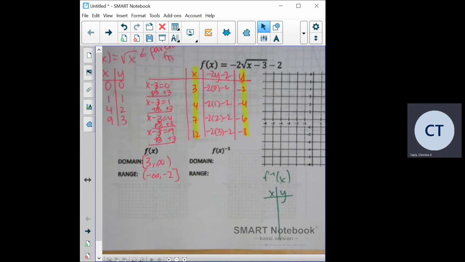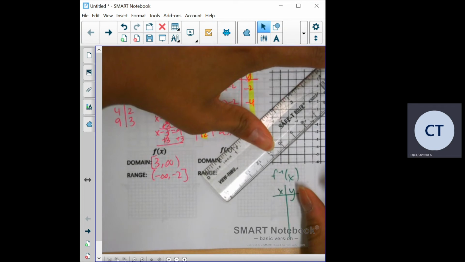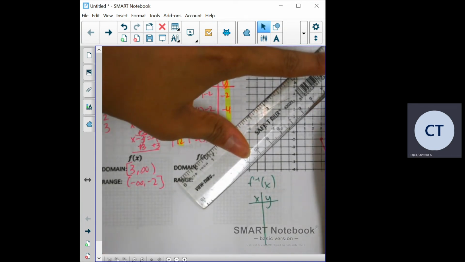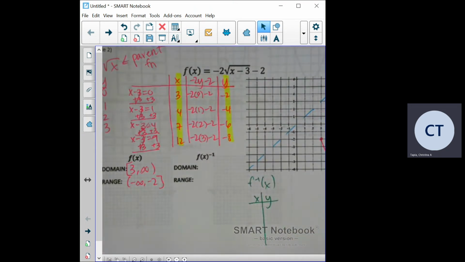You could reflect it over y equals x. It is possible. I just also want to give you another option besides just reflecting, because especially with reflecting for some students, it gets kind of confusing. So that's always an option if you want it, but you don't need to.